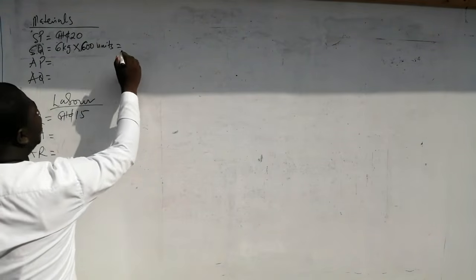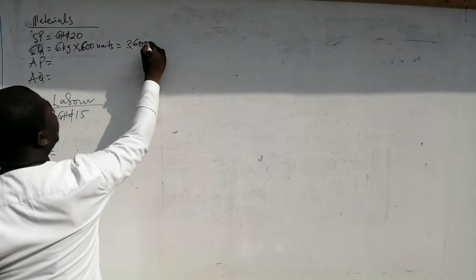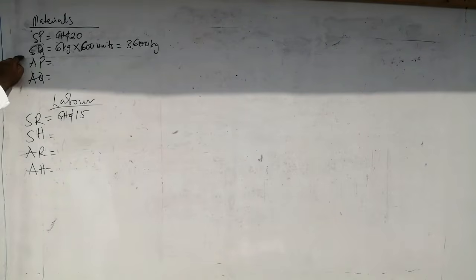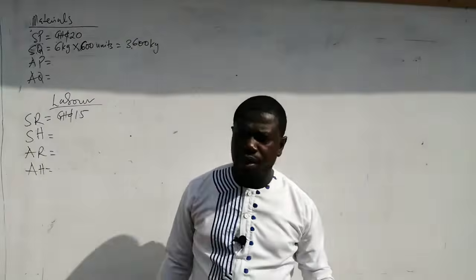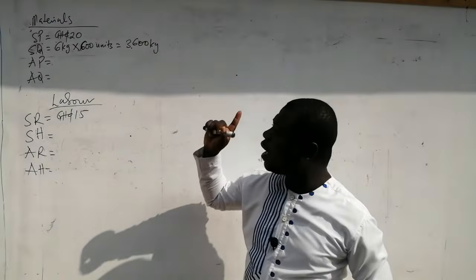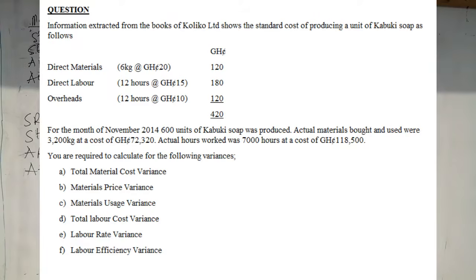And that is going to give us 3,600 kg. And so our standard quantity for the materials is 3,600. That is how it's going to be done. You multiply the standard quantity per unit by the actual production that was made.